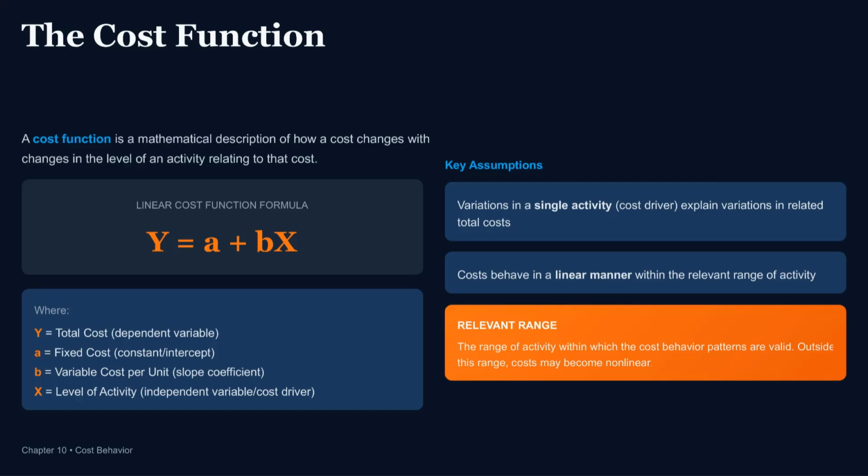Now let's delve into the cost function, a fundamental concept that models how costs adjust with changes in activity. Displayed prominently is the formula Y equals A plus BX, breaking down total cost into fixed and variable elements. The slide also clarifies key assumptions, such as the influence of one cost driver and the significance of the relevant range, ensuring that cost behaviors remain predictable. This model empowers you to approach cost estimation with precision.